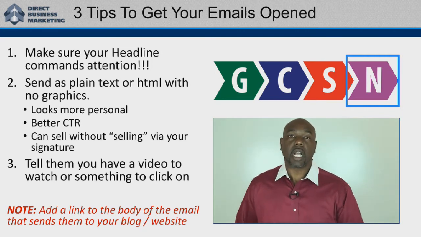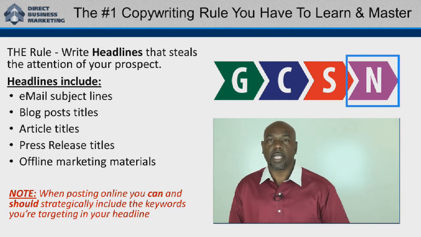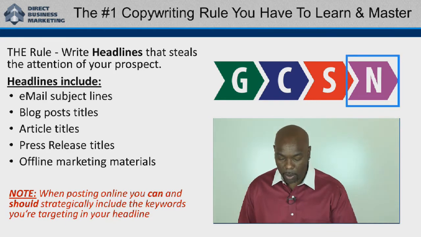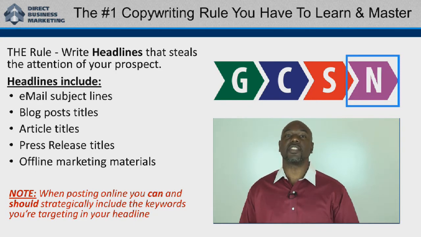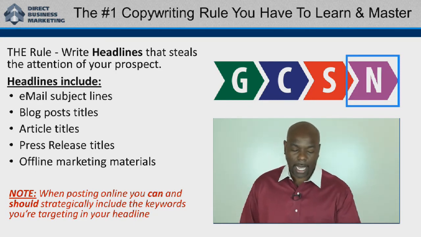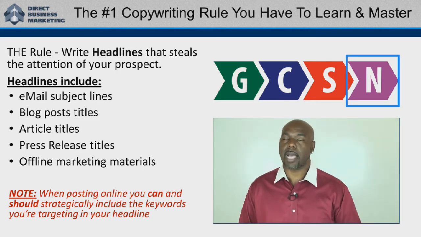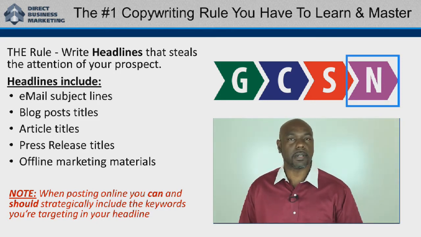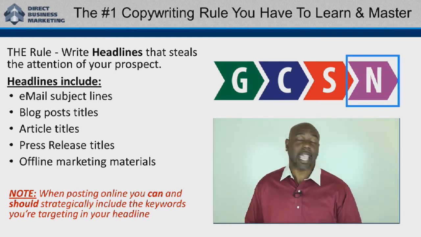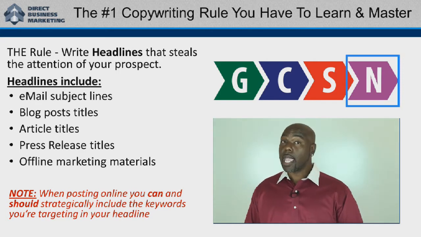Okay. Now let's talk about this copywriting thing here. Talk about the number one rule. The number one rule for copywriting that you need to learn and master is how to write a headline that commands or steals the attention from your prospect. That's the number one rule. The main job of the subject line or the headline is just to get them to read the next line. The main job of that next line is to get them to read the next one. But the headline is the one that just smacks them right in the face, like, hey, I'm over here.